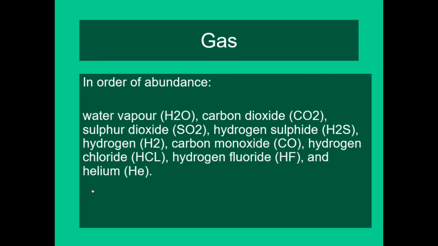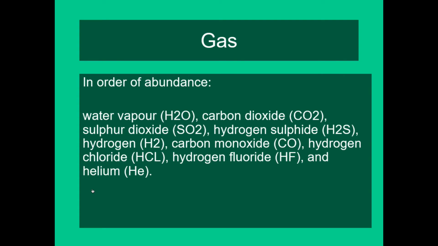Volcanoes produce gas constantly. In a mafic magma volcano, that gas is going to be constantly released because there's no build-up of pressure. And in a silicic magma volcano, those gases are going to build and build and build and build until you have an almighty explosion, as we've talked about.